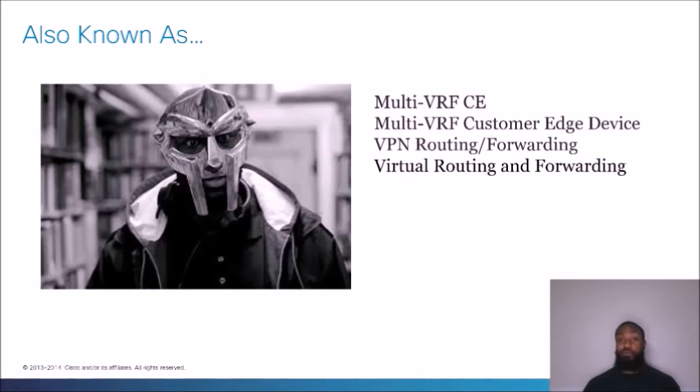VRF is also known as multi-VRF CE, which stands for Customer Edge, multi-VRF Customer Edge device, or VPN routing and forwarding, because VRFs are used with VPNs. Sometimes they call it VPN routing and forwarding. We're just going to refer to it as virtual routing and forwarding. We're going to be configuring VRF Lite, which is basically VRF without MPLS. If you know what MPLS is, that's Multiprotocol Label Switching. That's basically you tagging your traffic on the wide area network, and then taking off the encapsulation, de-encapsulating it and sending it off to another network. But that's another topic. Let's go ahead and move on.